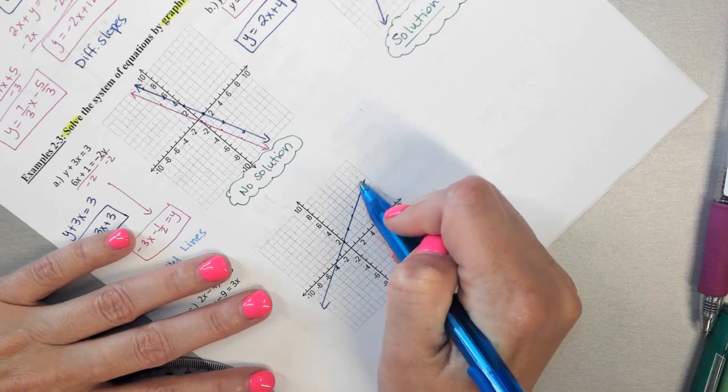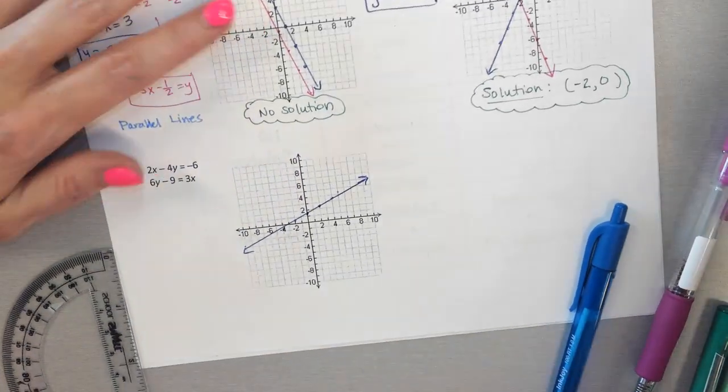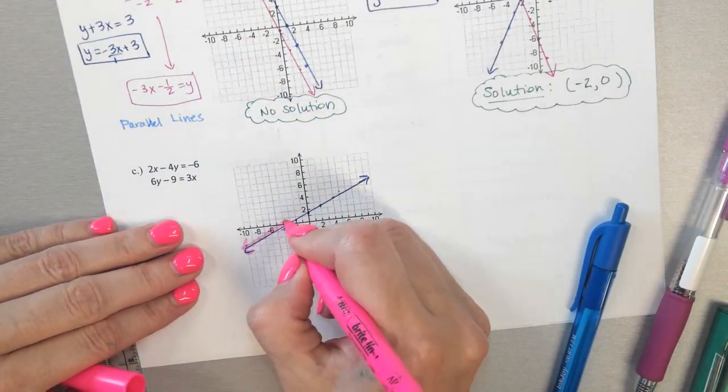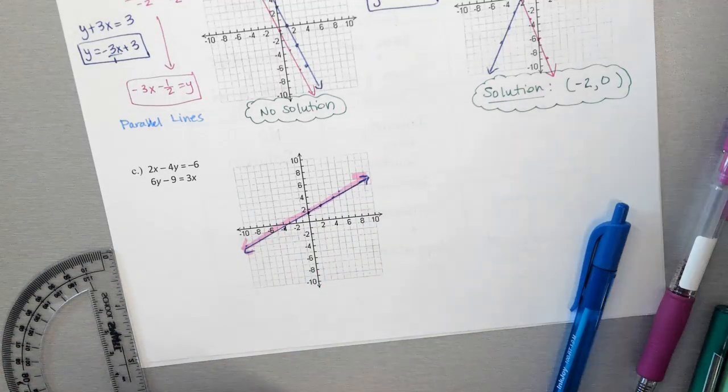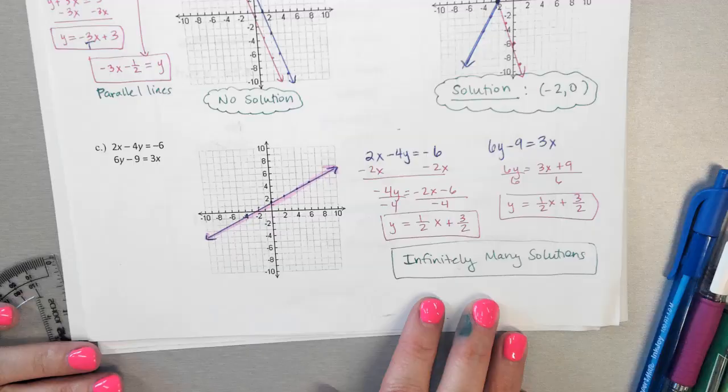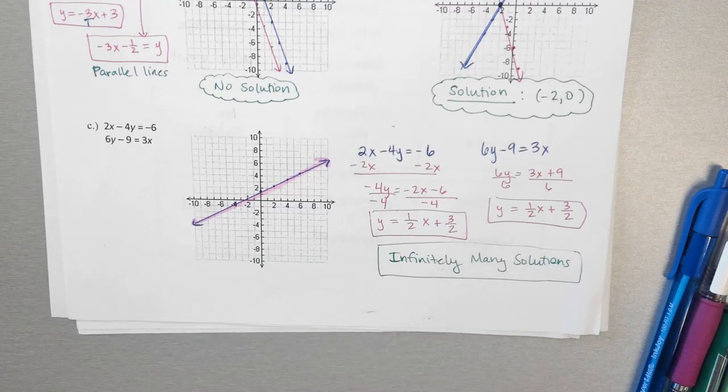Okay, and then like I said, whenever you have a line that's going to overlap, just use your highlighter on that. Okay, and then you'll have infinitely many solutions. Okay, and then once you have that, let's go ahead and look at example 4. So that is a story problem.